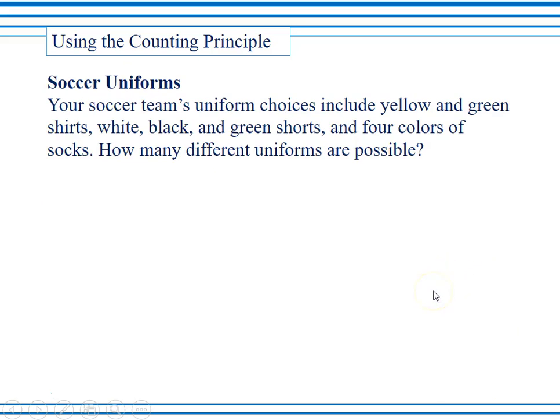Okay, so let's see how you can do on your own. Your soccer team's uniform choices include yellow and green shirts, white, black, and green shorts, and 4 colors of socks. How many different uniforms are possible? So you need to multiply the possibilities of shirts by the possibilities of shorts by the possibilities of socks to find out the number of different combinations. Go ahead and try that.